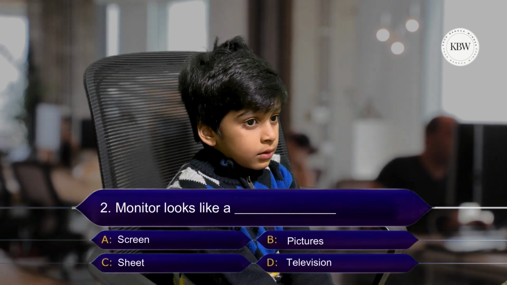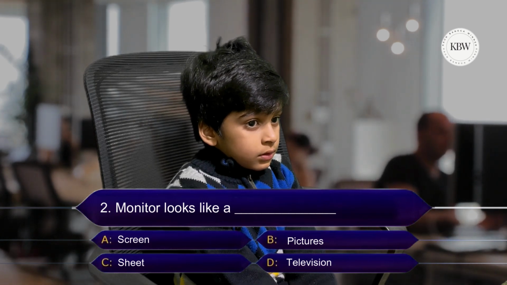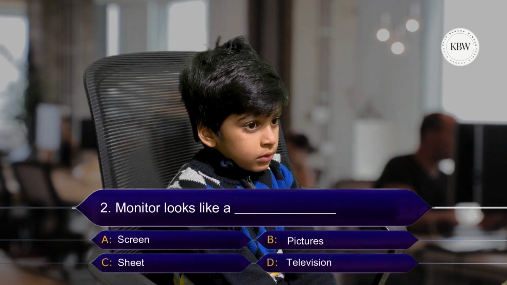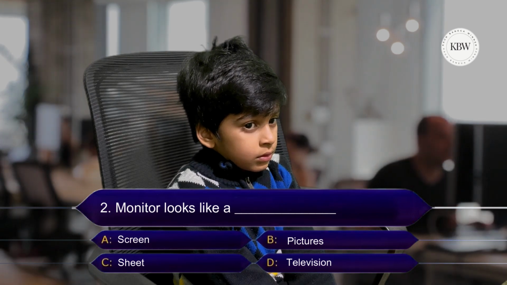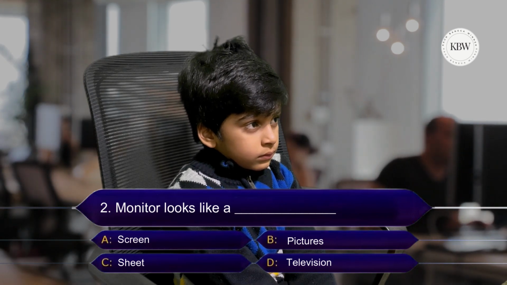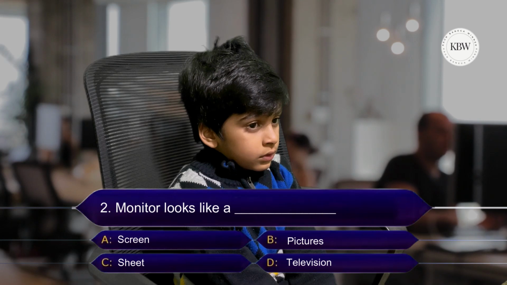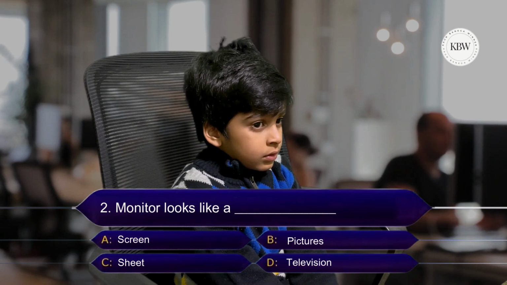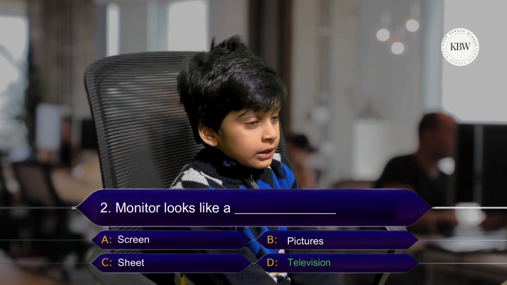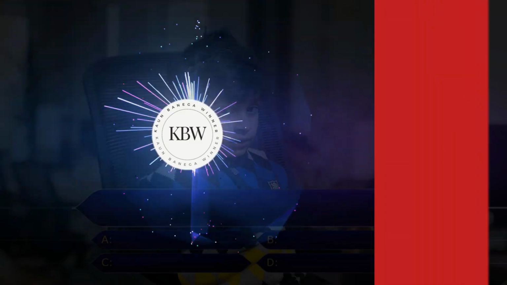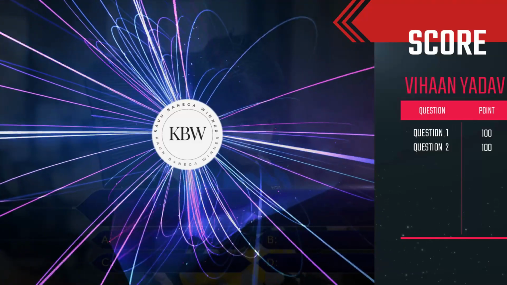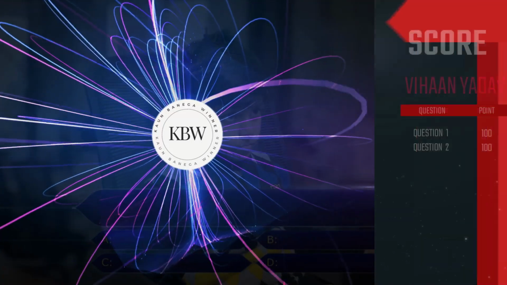Please repeat. A monitor looks like a dash. You need to fill the blanks. Option A is screen. Option B is picture. Option C is seat. Option D is television. So which one do you think exactly? Television. Television. Very well, Vihaan. A big round of applause to Vihaan.